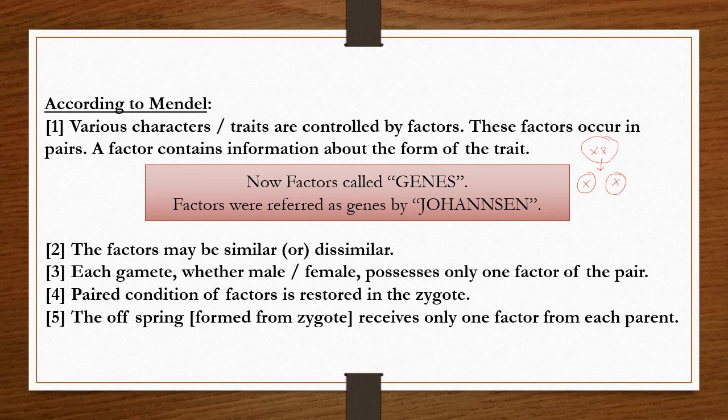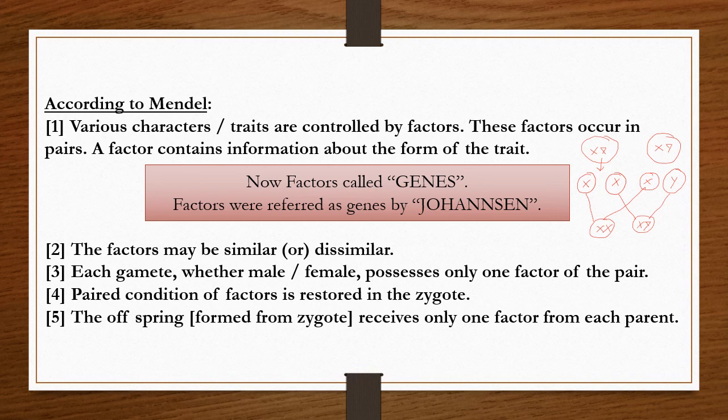When these gametes are fused, similarly, when you consider a male here, the male is X and Y. Then one of the gametes consists of the X chromosome and another gamete consists of the Y chromosome. So during fertilization, X of the female and Y of the male are fused, that is fertilized, and it forms the zygote, and the paired condition is restored. Suppose X of the female and X of the male are fused, then it restores the female condition, the paired condition X and X. So the paired condition of factors is restored in the zygote, that is after fertilization.